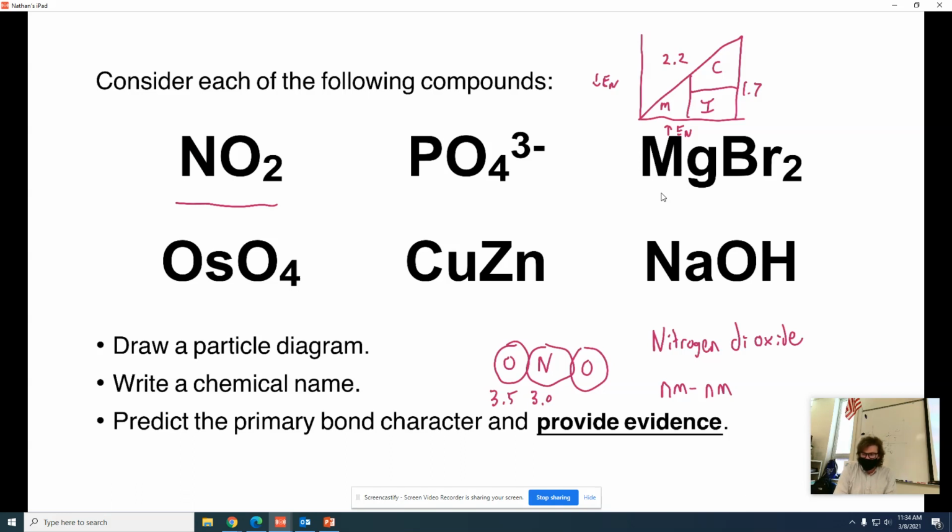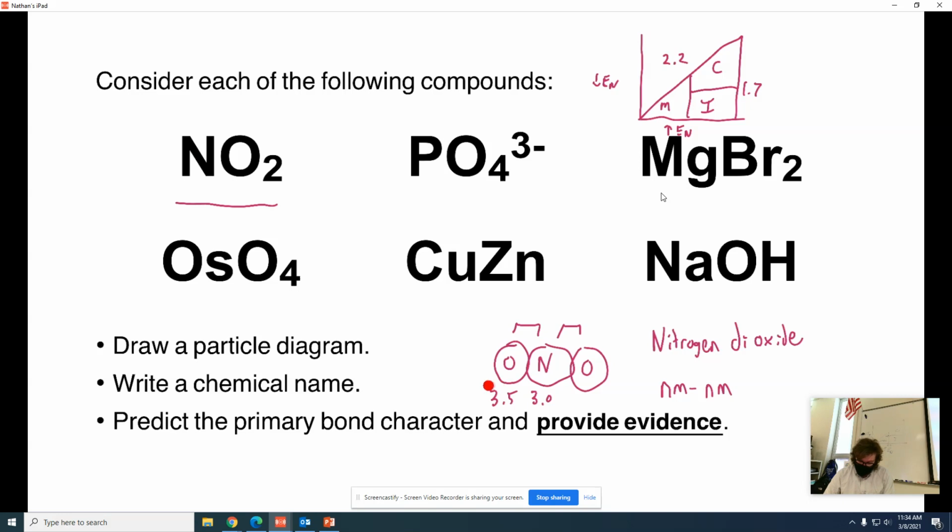If I'm trying to figure out what type of bond exists between this nitrogen and this oxygen, the same type of bond will exist between this nitrogen and this oxygen. So I don't need to do the work twice. I just need to figure out what type of bond I have going on here. So I'm going to come back to my triangle.